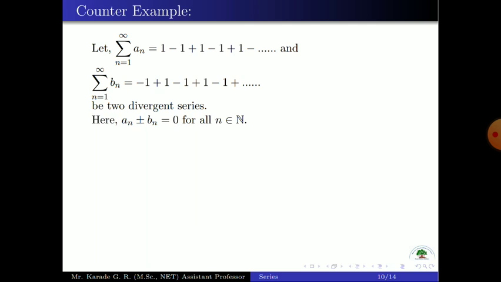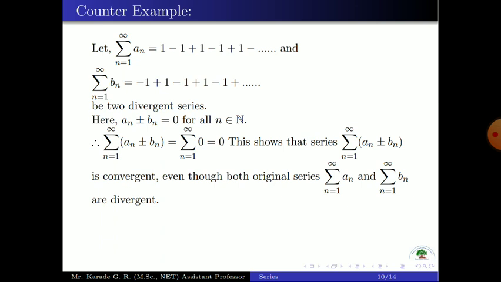Here An plus or minus Bn is equal to 0 for all n belongs to N. If we take the addition or subtraction of the nth terms, An plus or minus Bn, it is 0 for all n. Therefore, this addition or subtraction series is a zero series and it converges to 0. This shows that the series An plus or minus Bn is convergent even though both the original series An and series Bn are divergent.